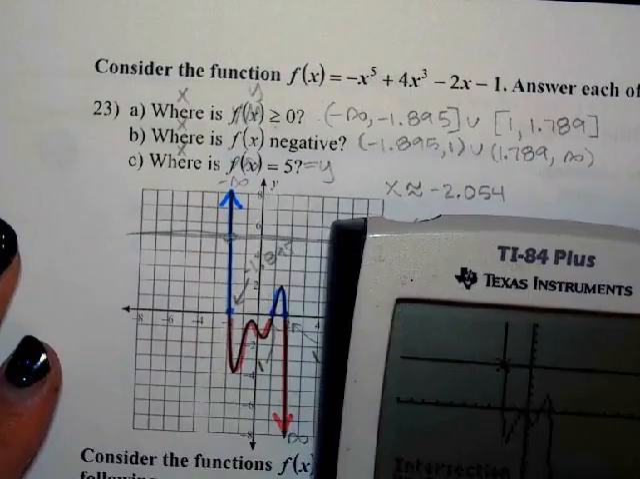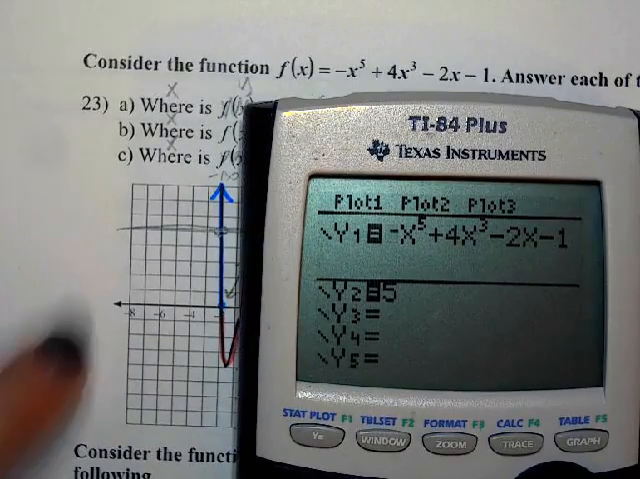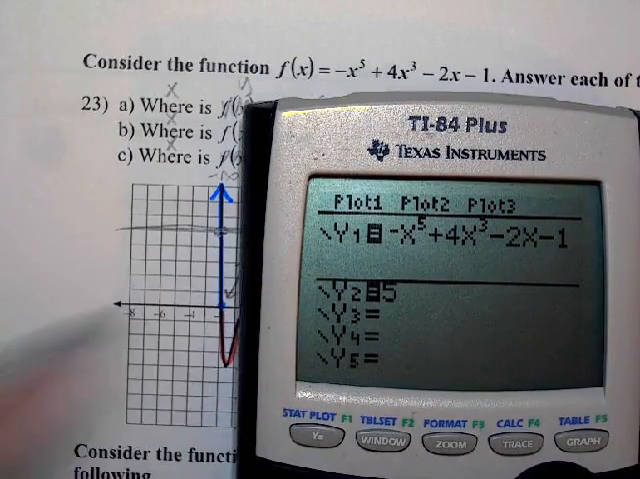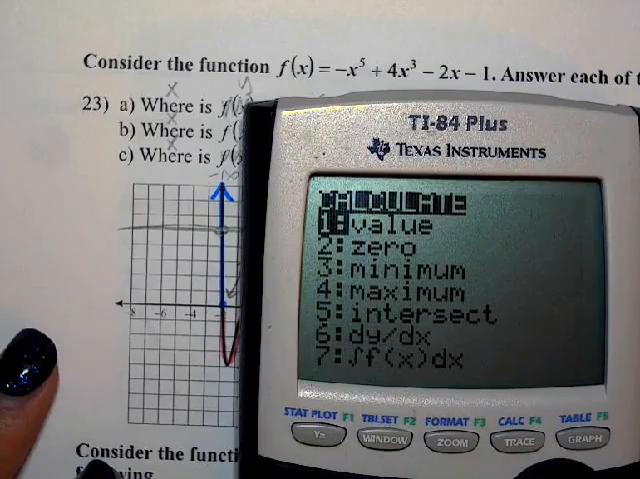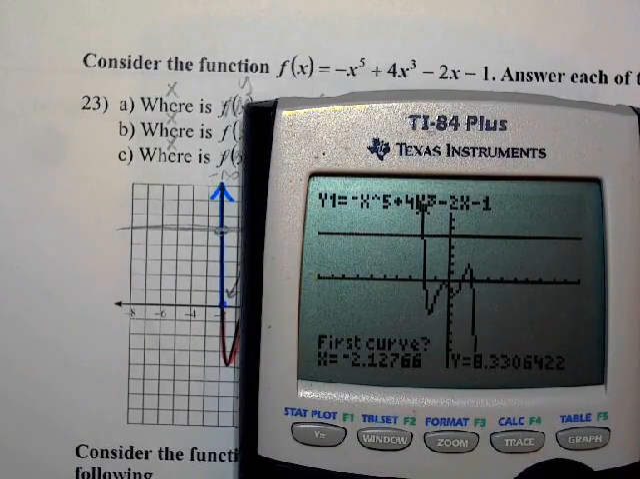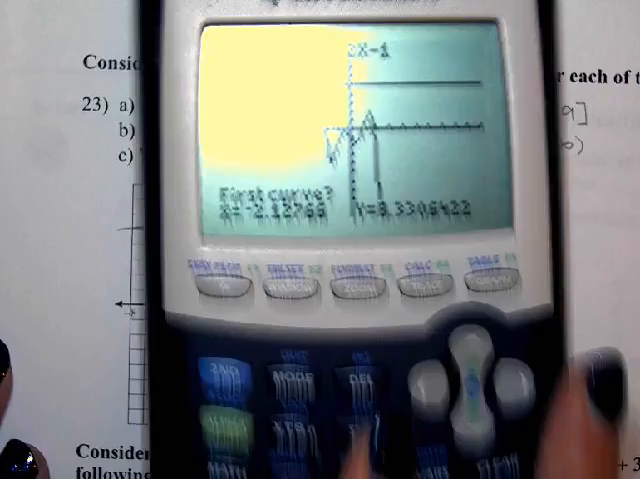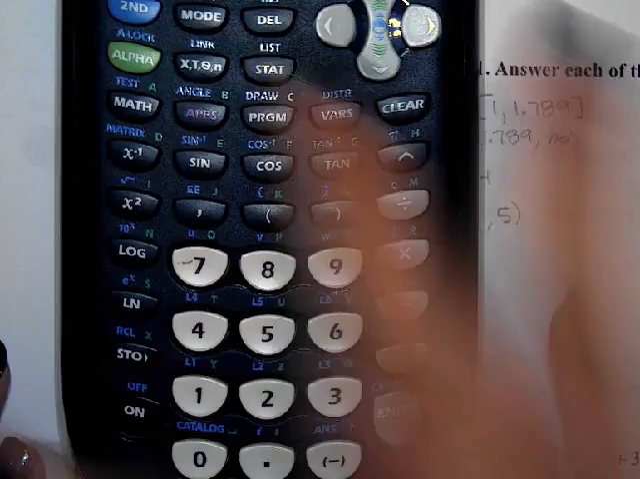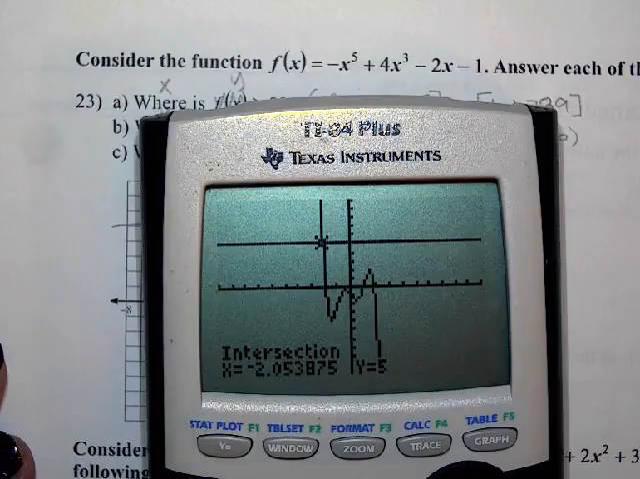So y2, I put 5 for y2, and it made that horizontal line. Now I just have to see where they cross. The way I see that is I do second trace, option number 5. Since there's only one place where they intersect, you don't have to move the cursor at all. You can just let the calculator do its work. Once I hit second trace number 5, I'm not doing anything but hitting enter. So look, see it's on my screen? I just hit enter, enter, enter, and when I look back at my screen, ta-da, the answer's there.